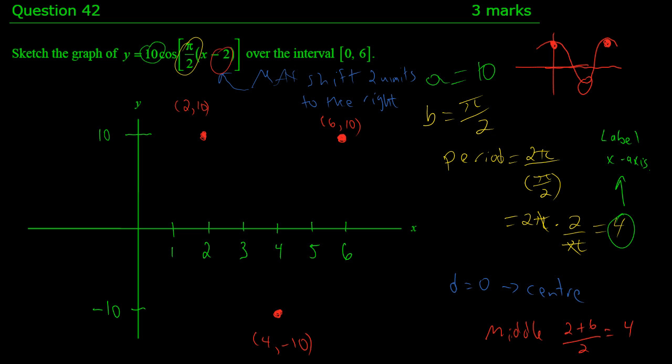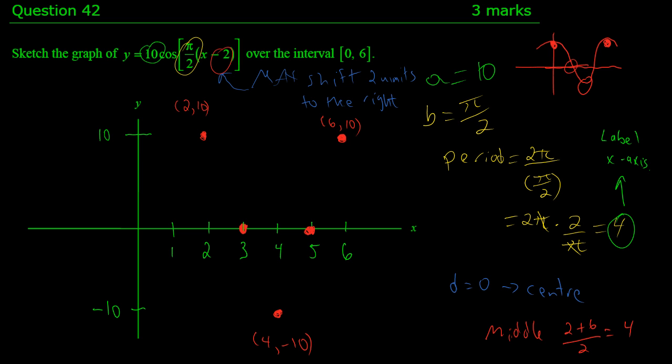Go back to our little sketch up here. In between a maximum and a minimum is a center point. So my center has to occur right here at (3, 0). And likewise, in between a minimum and a max is another center, right? What's in the middle of 4 and 6? It's 5. So here is our graph.